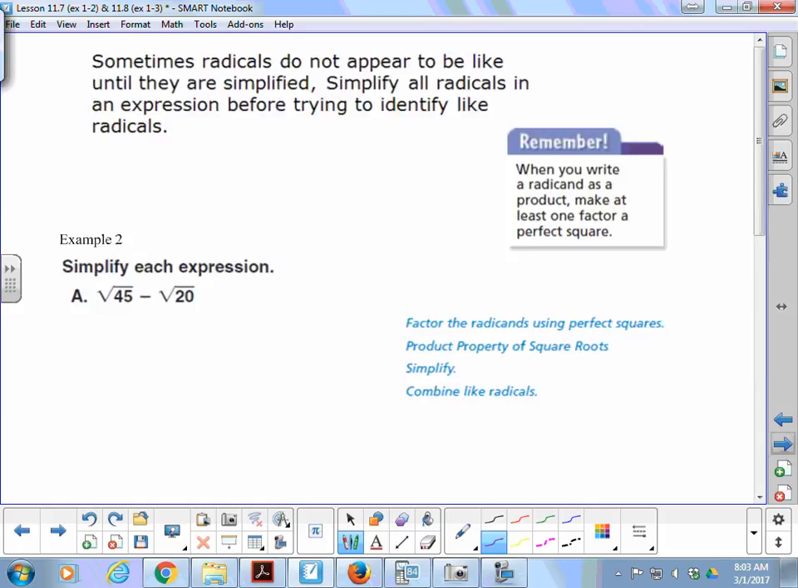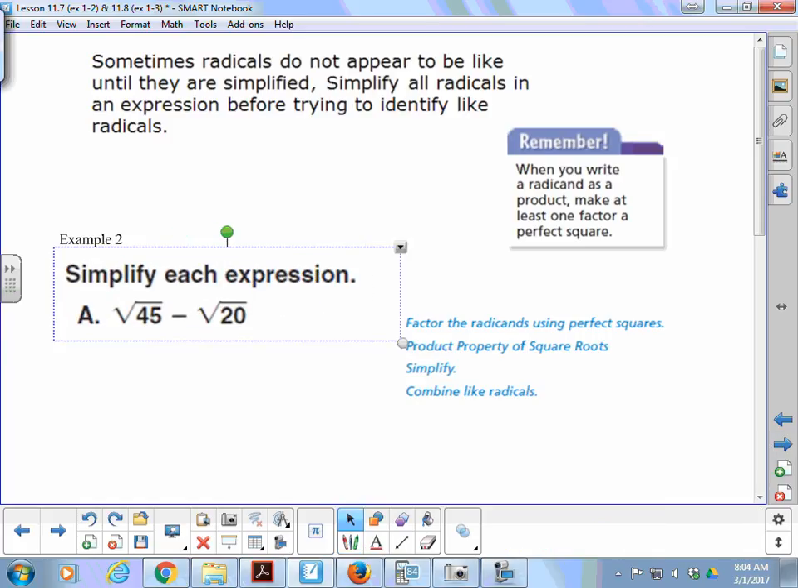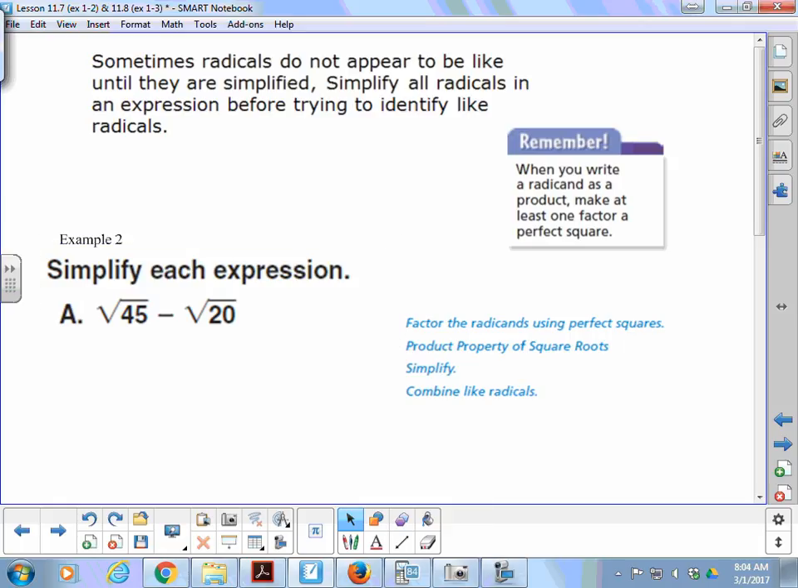Sometimes radicals do not appear to be alike, so you actually have to simplify before you can try to put them together. If we look at this example here, square root of 45 minus the square root of 20. Those two right now are not like radicals, but they can be simplified. So the first thing I have to do is simplify them. Then I can see if I have like radicals or not.